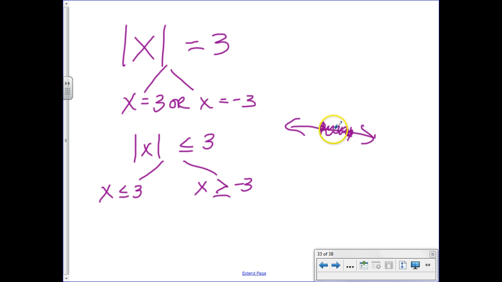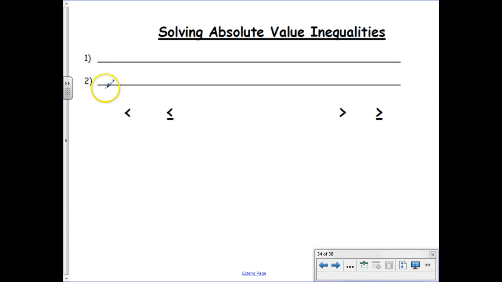Now, notice that the way this graph looked, you just get the overlapped region. So in this case, instead of saying or, this will actually be a compound inequality with the conjunction and, because you get these two which overlap each other. As you look on your note sheet, we have these two lines here.